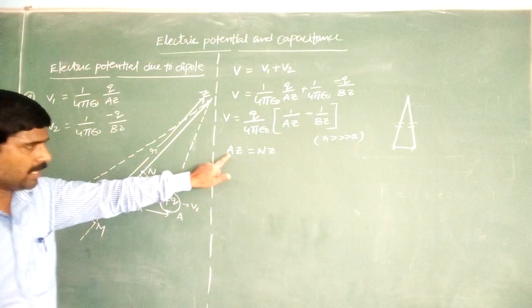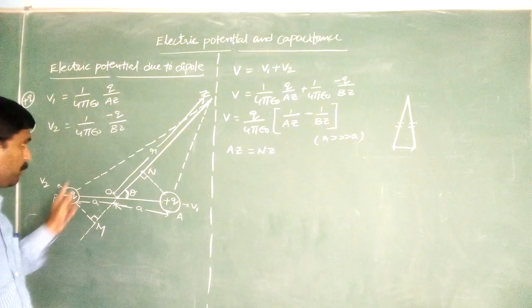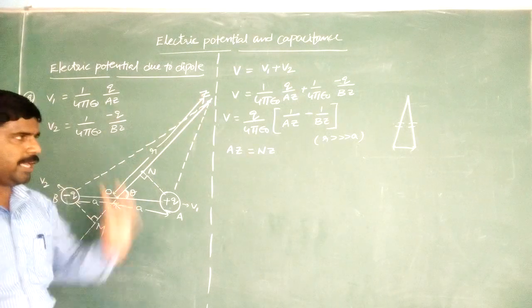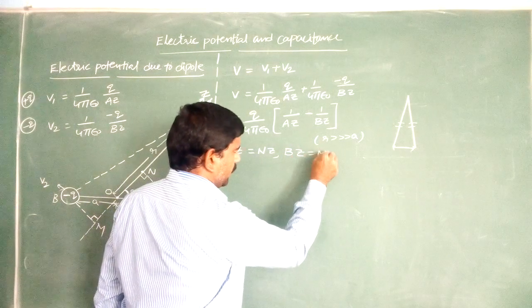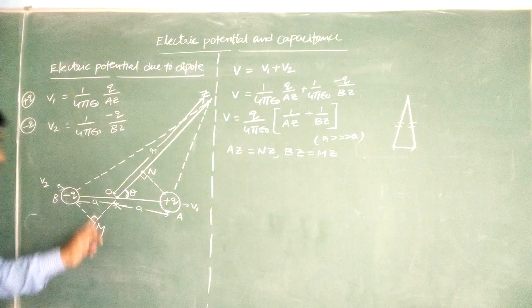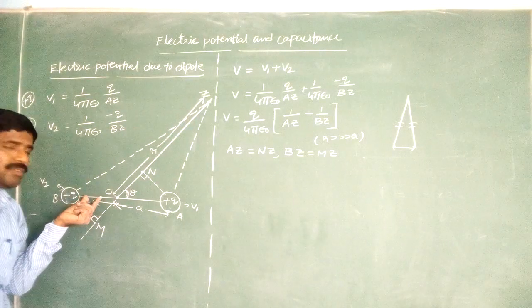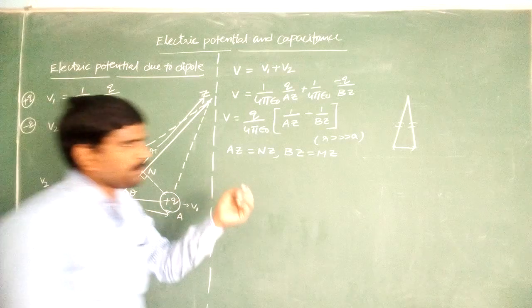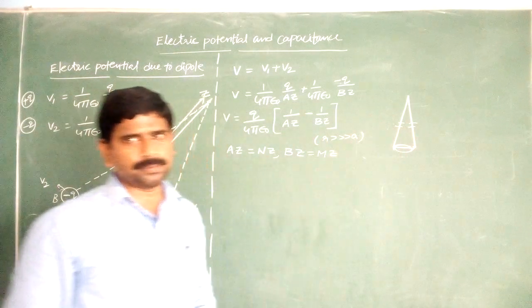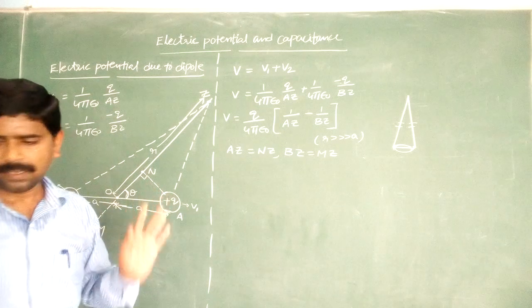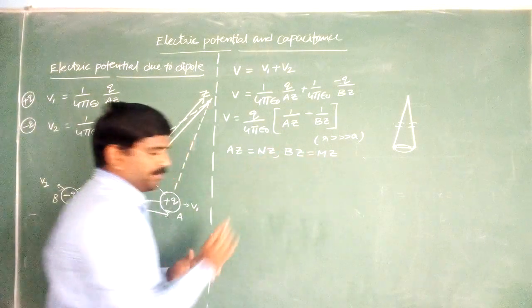In that situation, AZ must and should equal NZ, and BZ must and should equal MZ. That is, BZ is equal to MZ. When this distance is very small, this separation is very small, only in that situation is that possible, otherwise that is not possible. Okay, so first we will find out the NZ and MZ values.